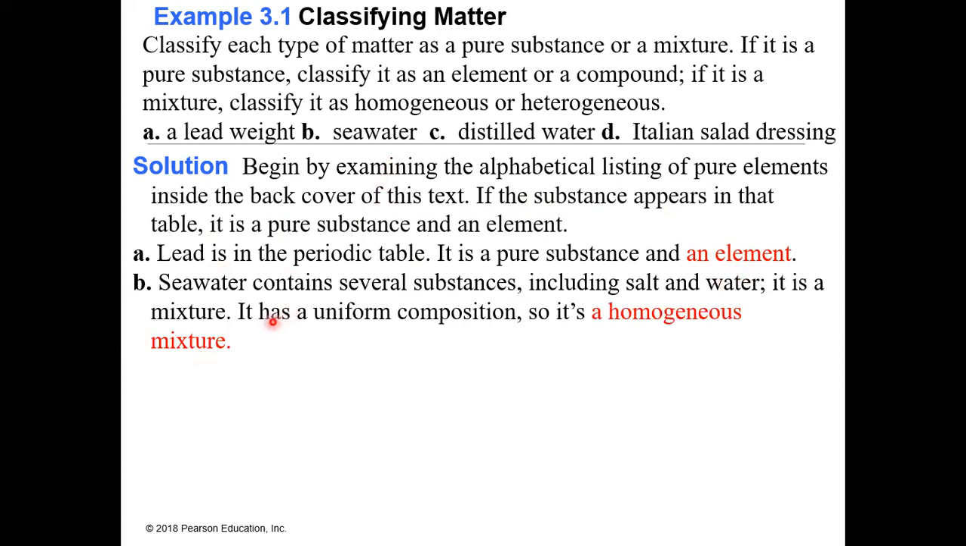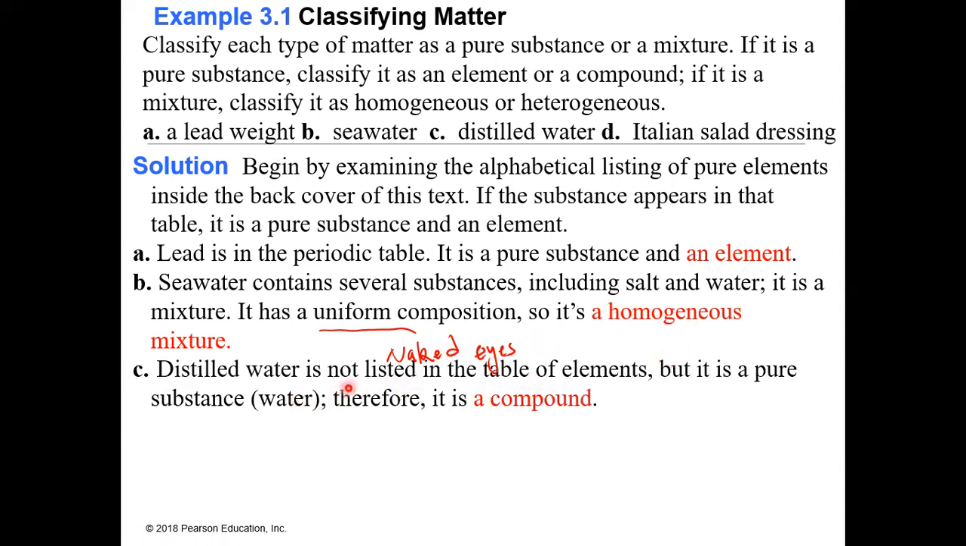Seawater. As we saw before, it contains several substances, including salt and water. It is a mixture. It has uniform composition. Uniform means with our naked eye, we cannot tell the difference. So if you use naked eyes, it appears no difference, no matter where you're looking at the matter. So therefore, we call this type of mixture homogeneous.